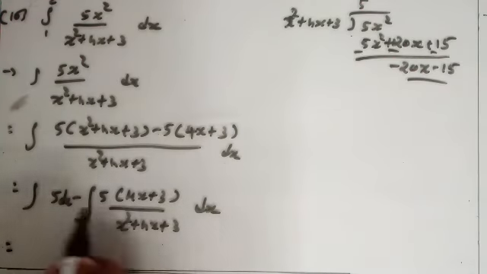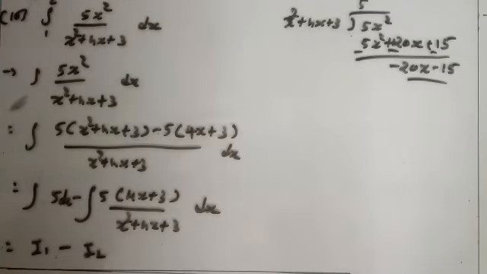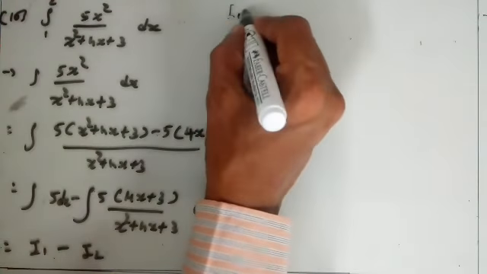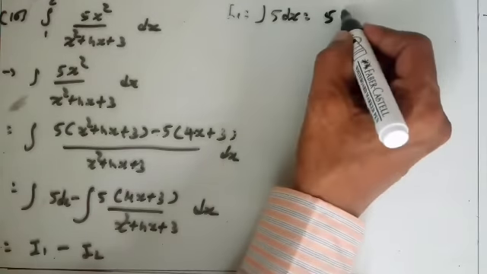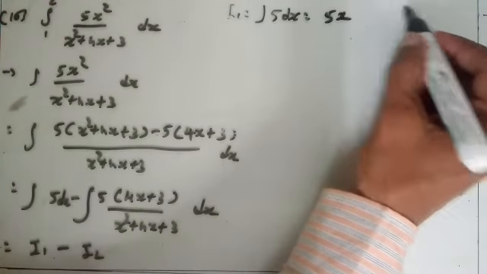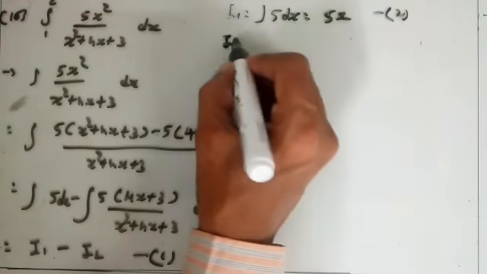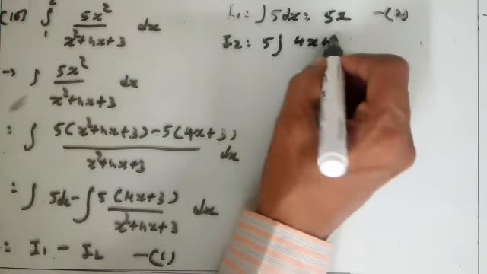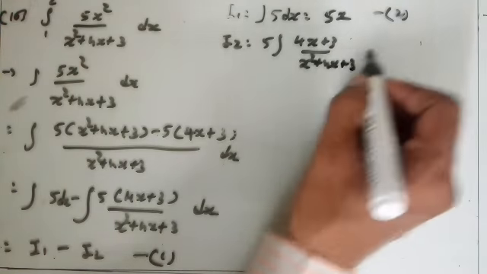So now find both separately, say first I1, second I2. Here I1 is equal to the integration of pi dx, which is pi times the integration of 1, equal to x, we know that. Take this as result number 1. Now in the second, I2 is the integration of pi into 4x plus 3 upon x square plus 4x plus 3 dx.